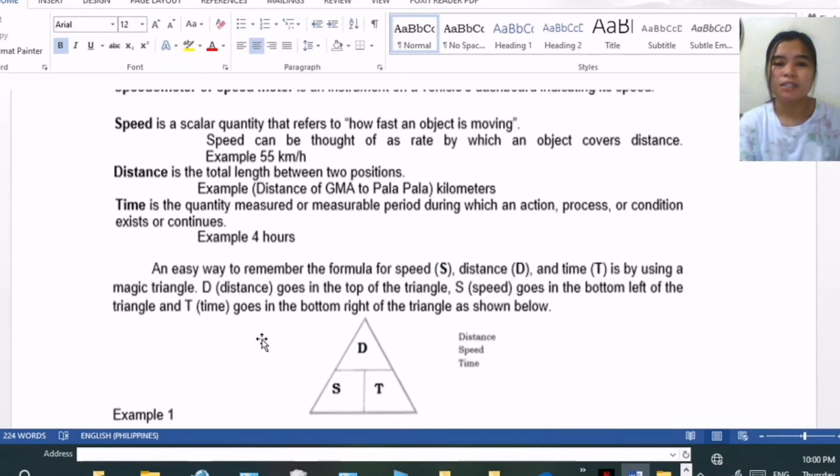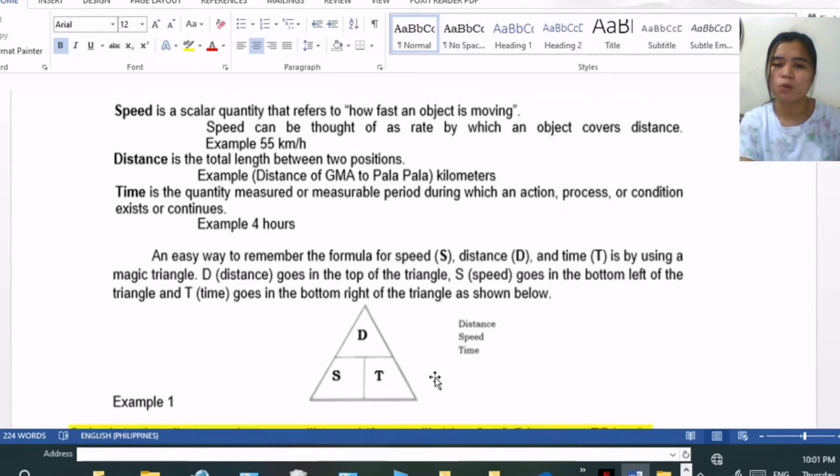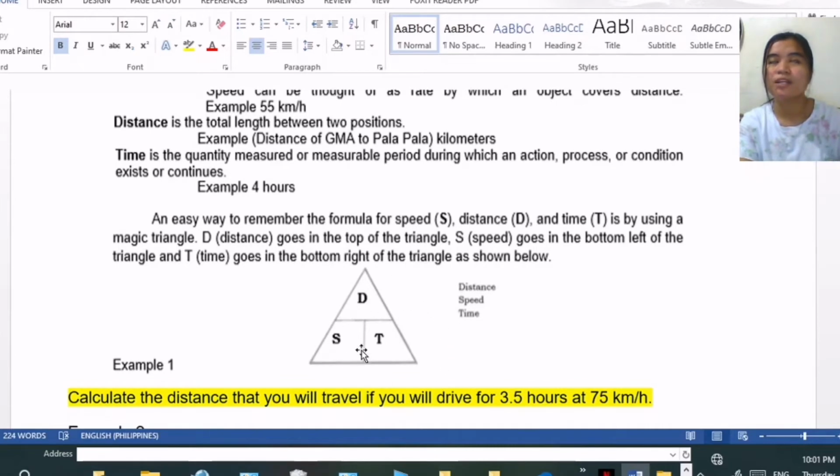Ayan. So, sabi dito, an easy way to remember the formula for speed or S, distance or D, and time or T is by using a magic triangle. So, we have here a triangle. Nakikita nyo naman po ito. So, D goes in the top of the triangle. Ito na nga po. And then, speed goes in the bottom left. And then, the time goes in the bottom right of the triangle as shown below. So, D for distance, S for speed, and T for time. So, gamit ang magic triangle na to, we can make formulas kung paano hinahanap yung distance, paano hinahanap yung speed, or paano hinahanap yung time.